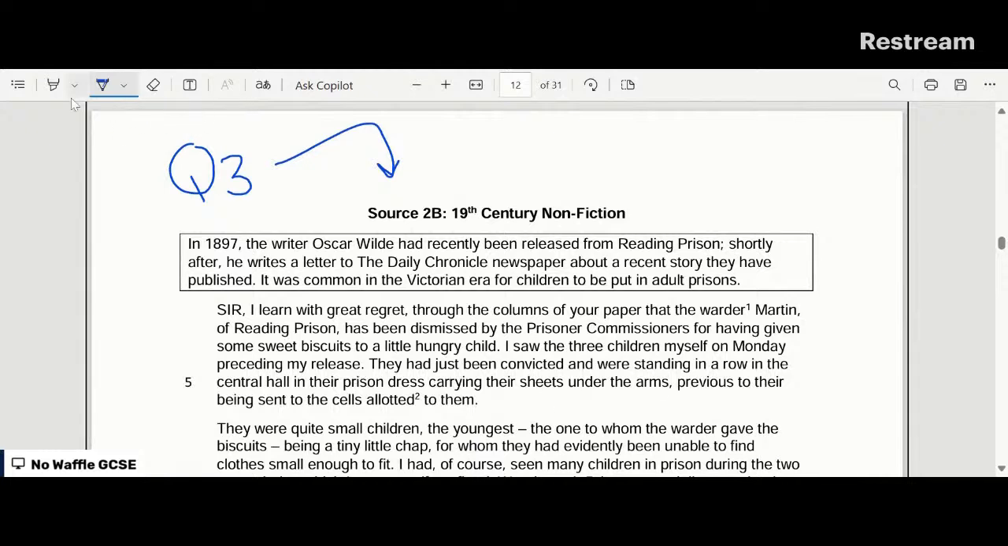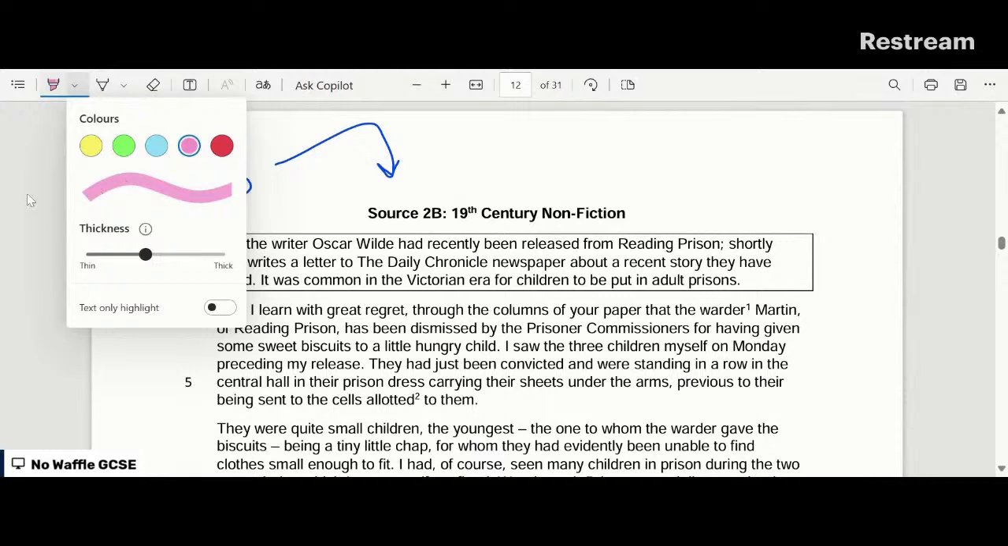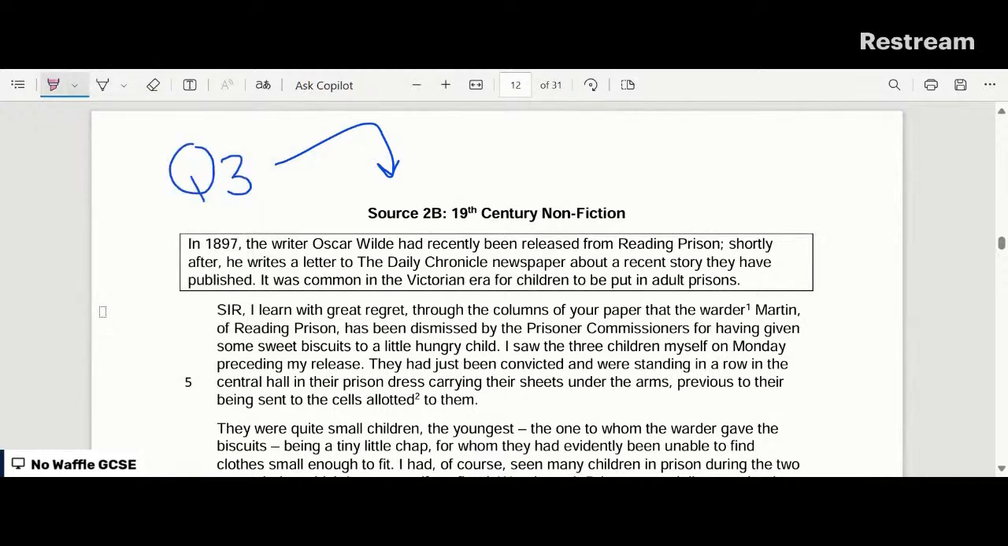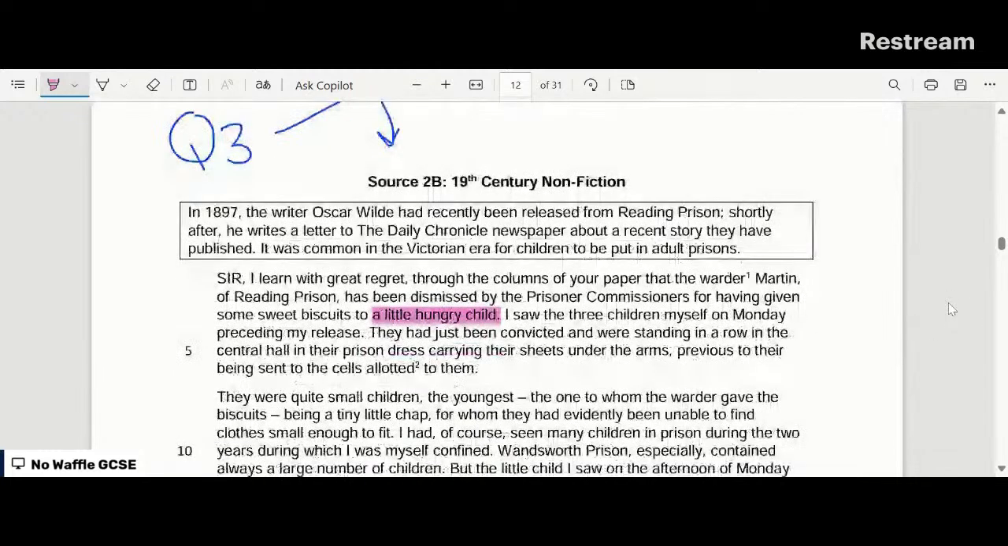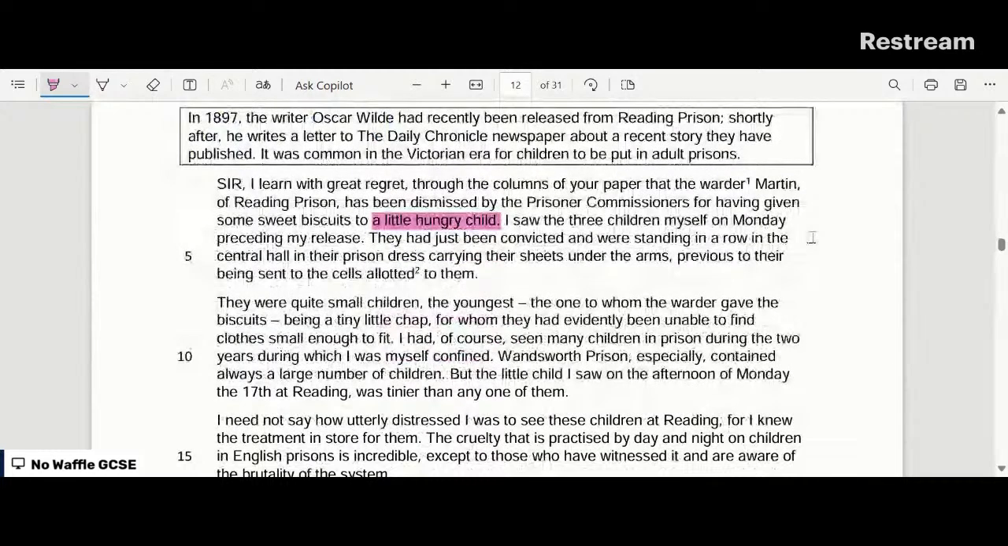Okay, so now we're looking at language that presents the children as very sympathetic. So let's see, skimming through this, we've got a little hungry child. That is a very sympathy drawing phrase. What else have we got? Standing in a row, central hall in their prisons, carrying their sheets under their arms previous to their being sent to the cells allotted to them. They were quite small children. The youngest, the one to whom the warder gave the biscuits, being a tiny little chap. So we talk about the semantic field making them very small.